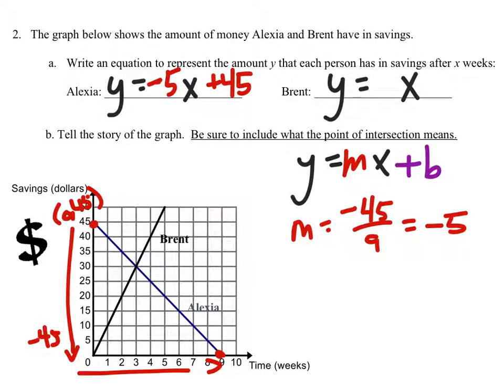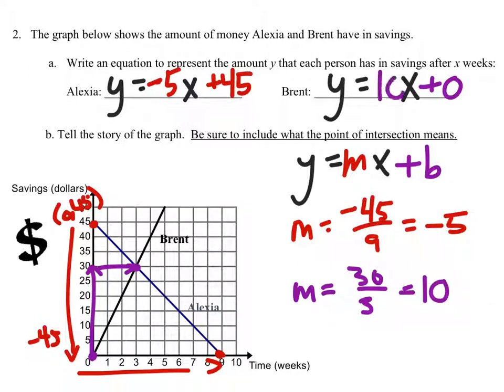Brent, on the other hand, starts at 0, 0, so that would be plus 0. Of course, we don't have to write that in if we don't want to, but we can find the slope now. We can use this point. He goes up 30 and then to the right 3. So Brent's slope is 10. So his is 10x plus 0.